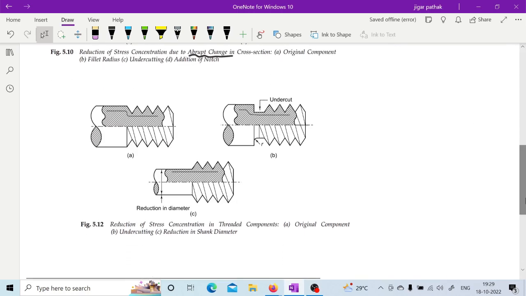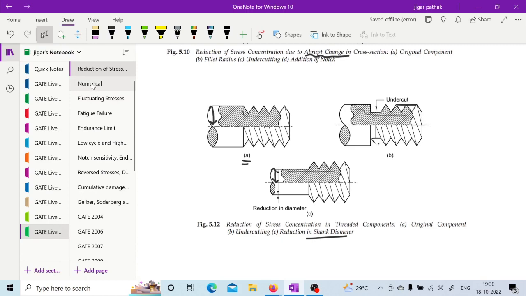After that, we have the reduction of stress concentration in threaded components. In threaded components also you can see there is a continuous change in cross section, so it will result in stress concentration. In order to avoid this, you can again provide an undercut, or you can reduce the shank diameter as mentioned here. Here the shank diameter is higher in comparison to this one. So by this kind of solution you can have a reduction in stress concentration.